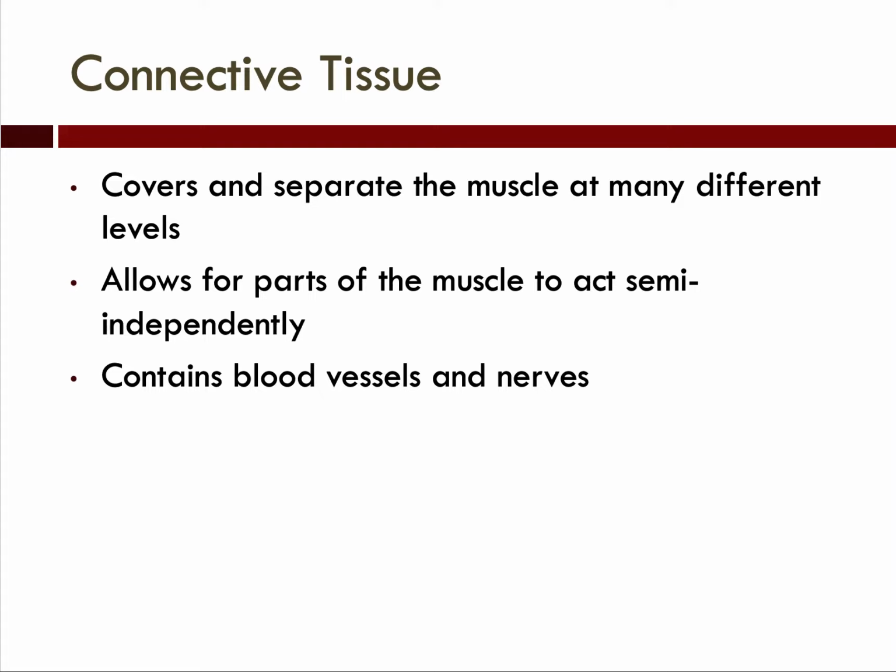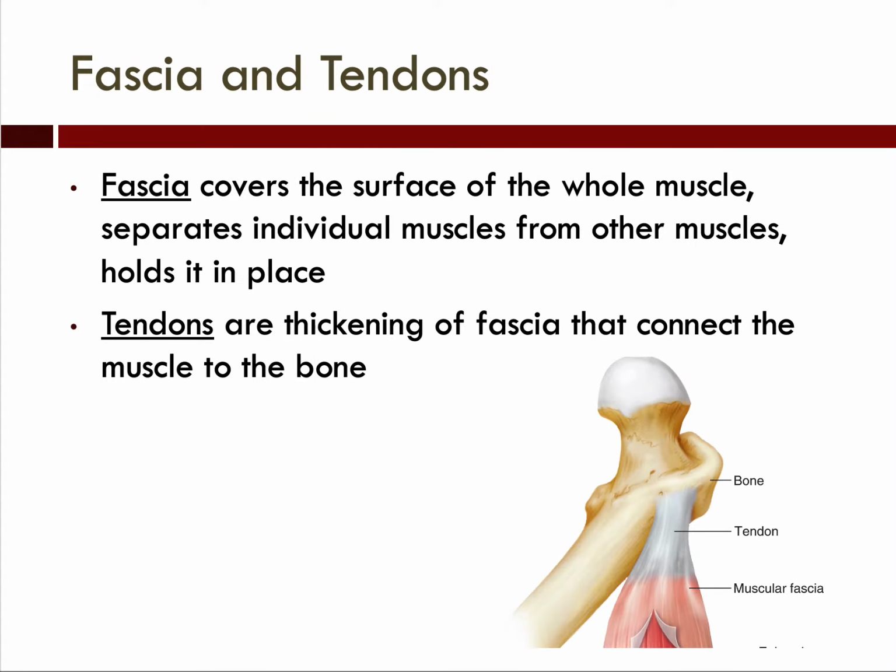The connective tissue fibers also contain blood vessels and nerves. Blood vessels and nerves are very important for the muscle. The nerve is what ends up sending the signal that causes a muscle to contract. Blood vessels provide lots and lots of nutrients to the muscles, things we need like oxygen and energy in the form of glucose. So let's start looking at the different connective tissue coverings, and in doing so, we'll also talk about the different bundles of muscles within muscles.